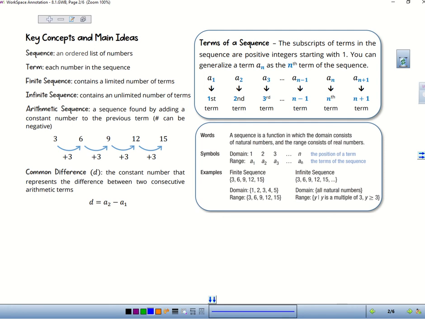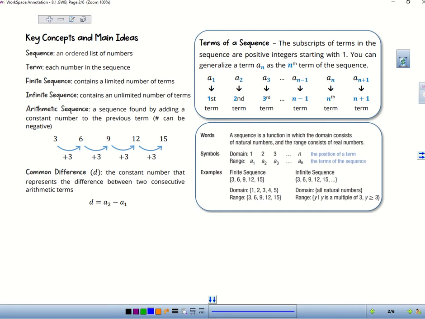So as you can see here, we've added 3 over and over again. They can also be adding a negative number, which would look like subtracting that number over and over again. So that's what defines an arithmetic sequence. And then a term is basically each number in the sequence. So if it's the first term, the second term, the third term, it's basically its position in the sequence.